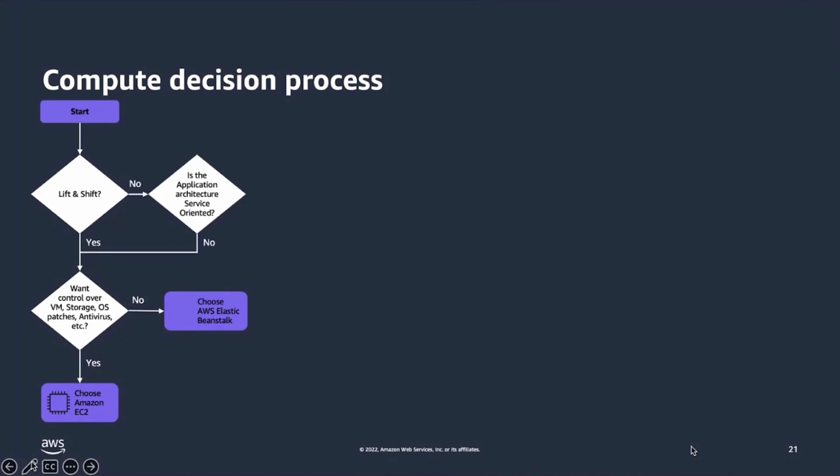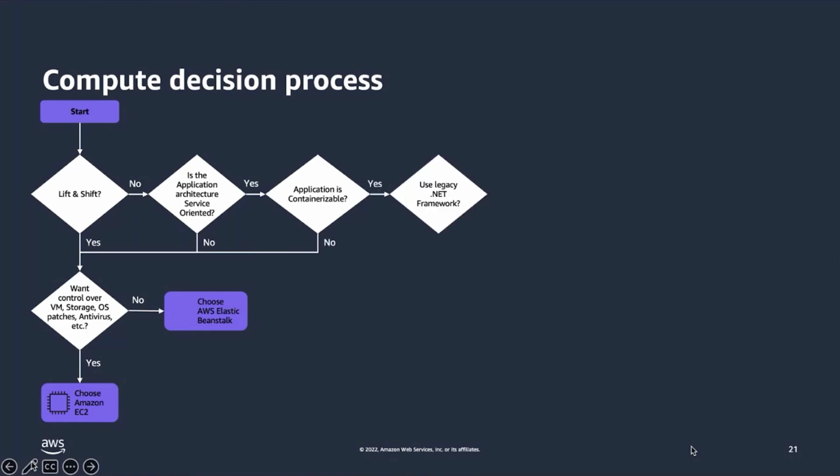However, we also need to ask ourselves, is this application architecture service-oriented? If yes, is this application containerizable or not? If yes, you also need to ask, is it a legacy .NET Framework? What that means is it uses the .NET full framework instead of .NET Core. If yes, and you want to use a Windows container, then containerizing this application in the form of a Windows container is an option.